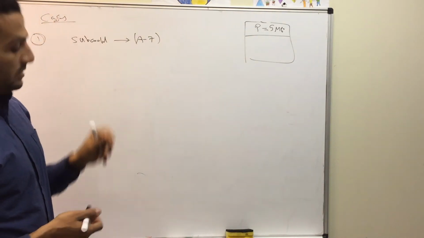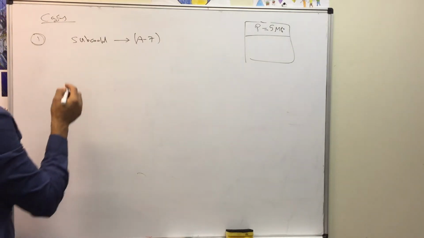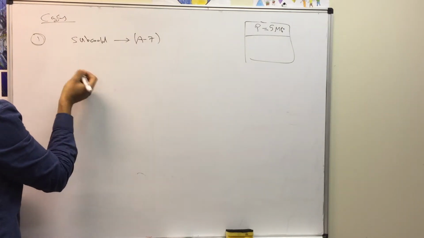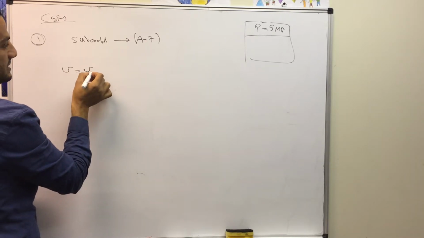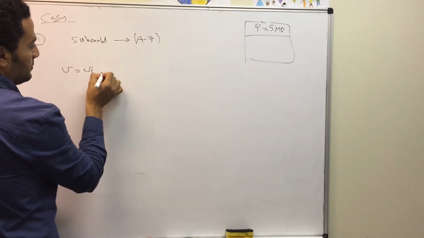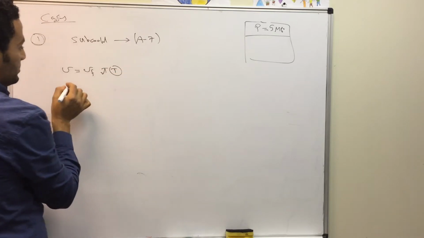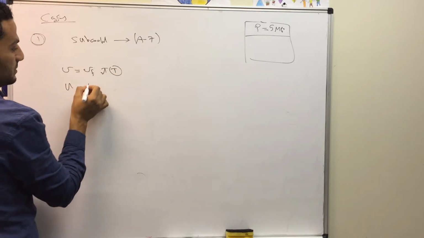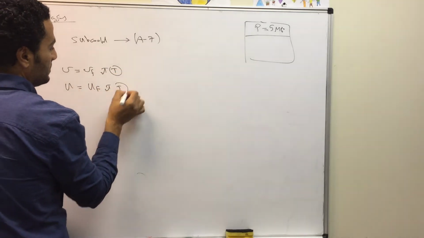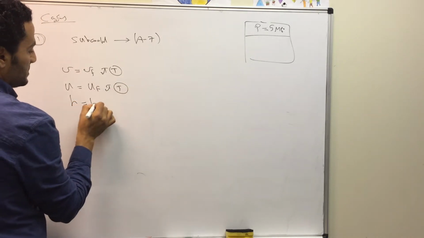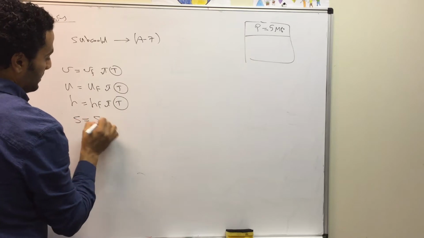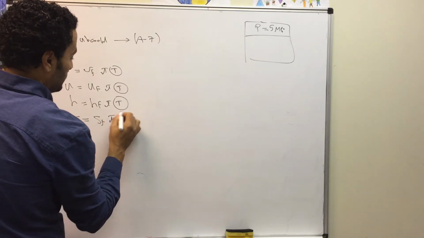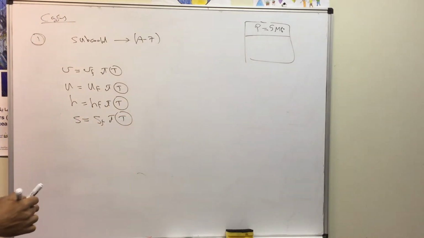So in this case we have to make the assumption that we can consider all of the properties equal to the saturated liquid properties at the given temperature. So v will equal v fluid at the given temperature. Also we can consider internal energy will equal u fluid at the given temperature. Enthalpy will equal h fluid at the given temperature. And entropy is equal to s fluid at the given temperature.